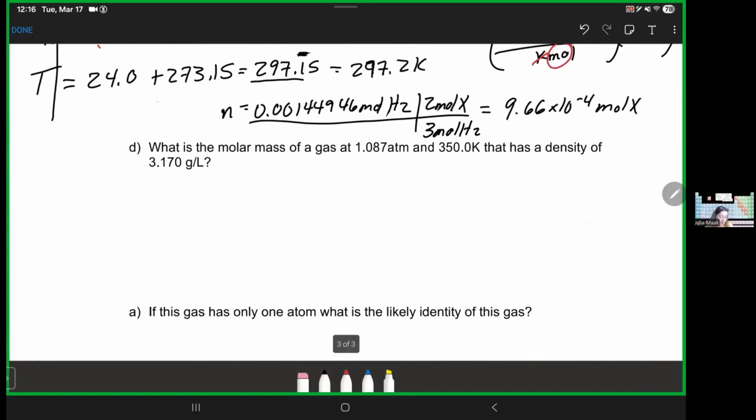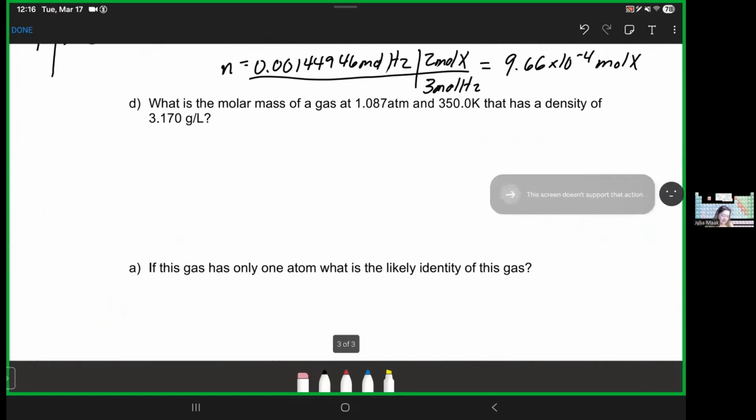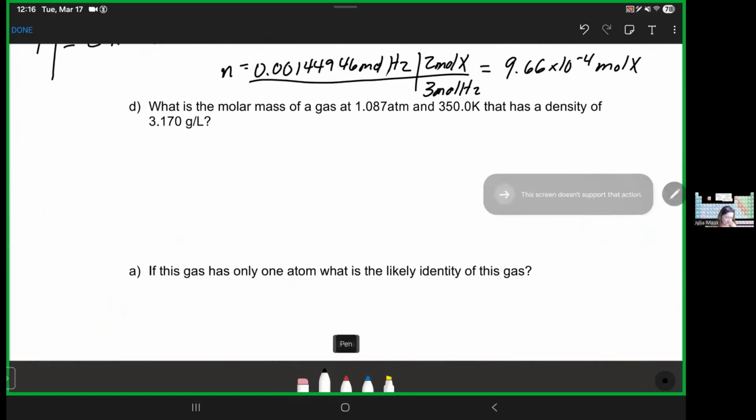Okay, so another thing that we can do with this, and this should actually say number 7. By the way, if you are in allied health chemistry, you will probably not do calculations like these following two. You might, it depends on your instructor. If you're in general chemistry, you absolutely will.